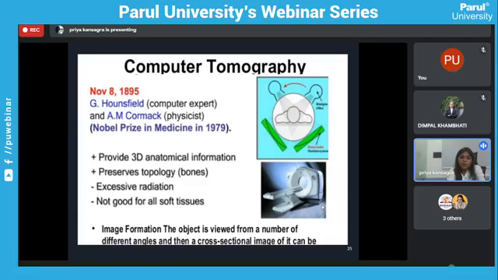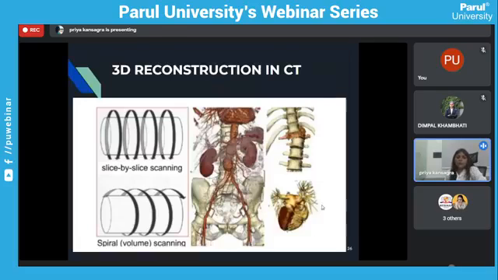For image formation, the object is viewed from a number of different angles, and then a cross-sectional image of it can be formed, like the 3D reconstruction in CT. As I mentioned, it has multiple slicing. If multiple slicing is done, then we have a spiral volume. Spiral volume creates a good image of an object. You can see this is an image of the spinal cord, heart, and our front digestive system. If we take an image of the spinal cord, it would be very accurate through this CT scan. Why? Because it is hard bone, and hard bone is very well suited to a CT scan machine. So we get the proper image of the proper area to detect it.